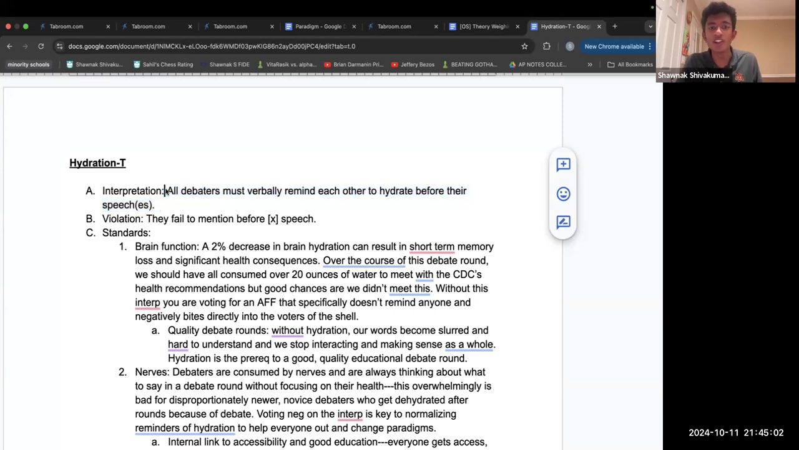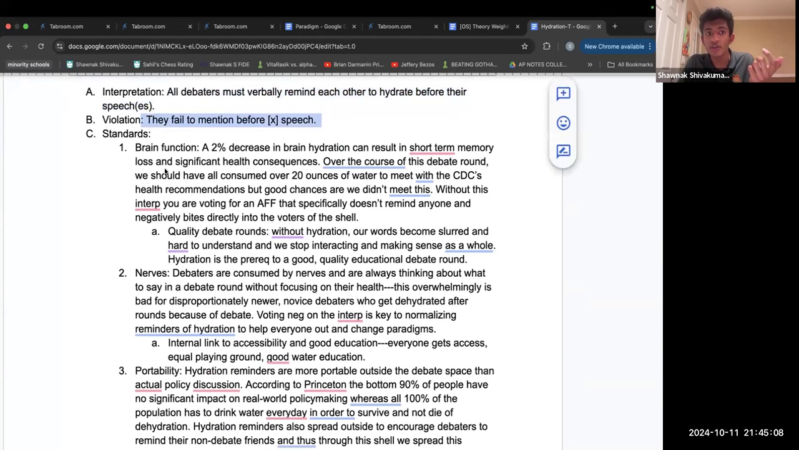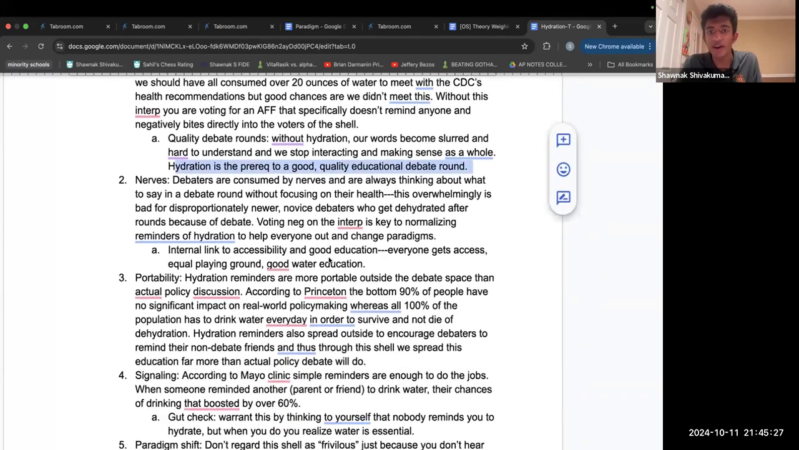That is the interpretation: all debaters must verbally remind each other. And this is the negative speech: they fail to remind us before their first speech. Standards. 1, brain function. A 2% decrease in brain hydration can result in short-term memory loss. This links into quality debate rounds. Without hydration, my words become slurred. If I don't have water, you can't understand what I'm saying, right? So hydration is the prerequisite to an educational debate round.